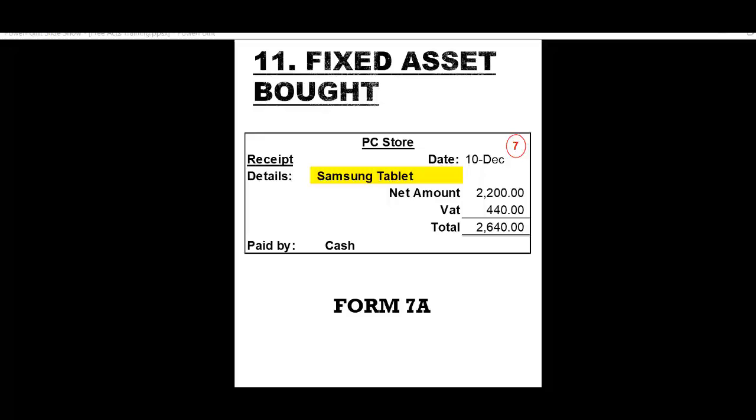Welcome to section 11, where we look at the recording of a fixed asset bought. The fixed asset in this case is a Samsung tablet. Now, these are normally good quality products. With good handling, they should last 3 years. Well, as a minimum 2 years. To qualify as a fixed asset, it should go beyond 12 months. Now, let's get to our software.